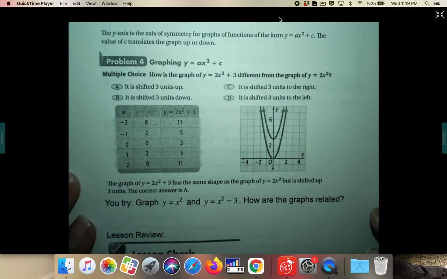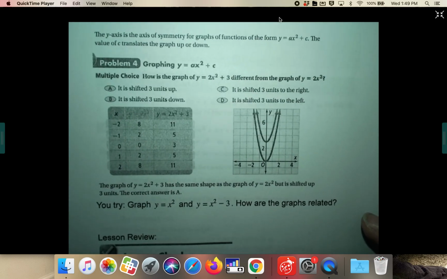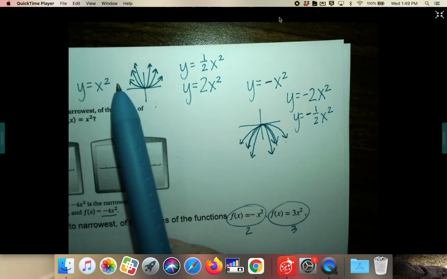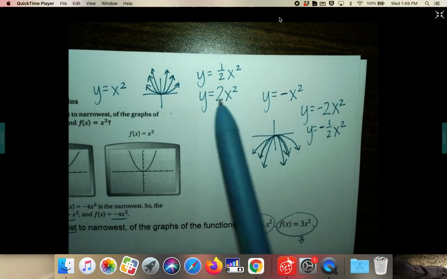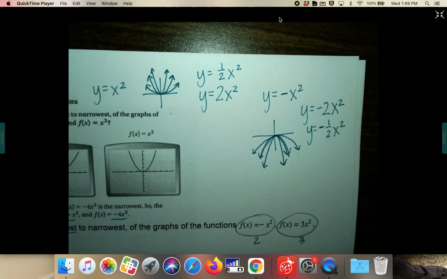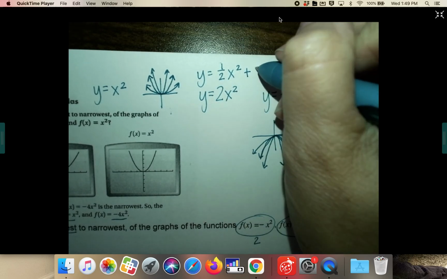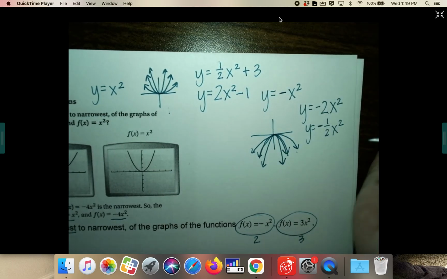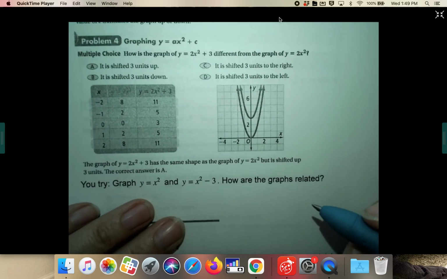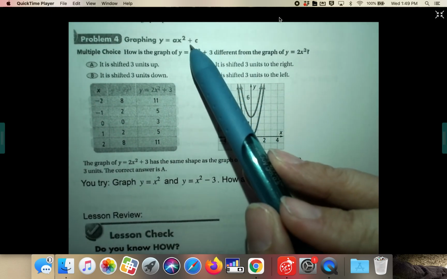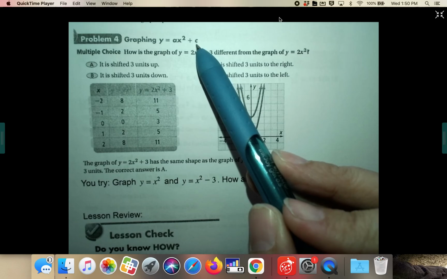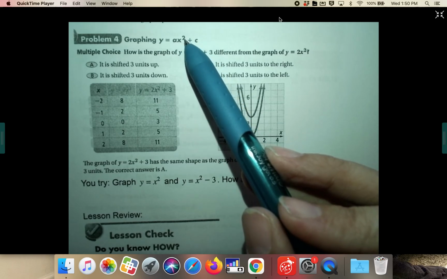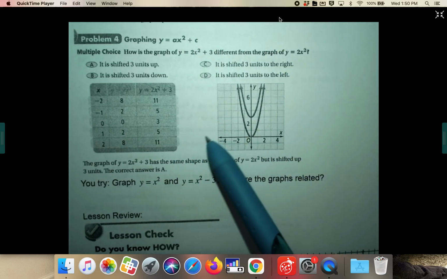Okay, moving on. Now we're going to talk about what happens if you, not just stretch it by changing the number in front of x squared like I did here, but what if now I added a number at the end or subtracted a number at the end? So that is what they're doing here. They're adding or subtracting another term after whatever is squared here. So let's look at what happened.